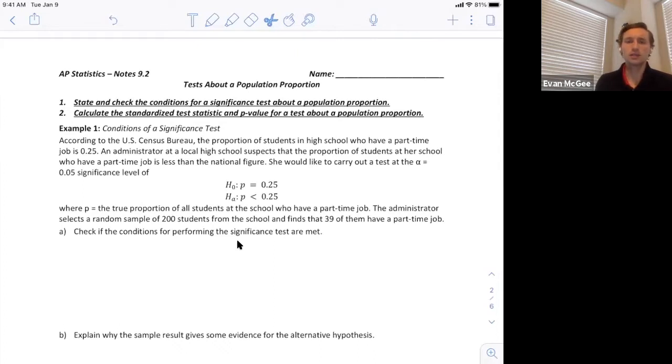The administrator selects a random sample of 200 students from the school and finds that 39 of them have part-time jobs. So let's check if the conditions for performing a significance test are met. So first, was it a random sample? Yes, they said it wasn't a problem. 10% condition, it's safe to assume that 200 is less than 10% of all the students at, if it's a large high school. And then we have to check the large counts. So we have to say there were 39 successes and 200 minus 39 would be the number of failures. So it seems to me that all of these conditions would be met.